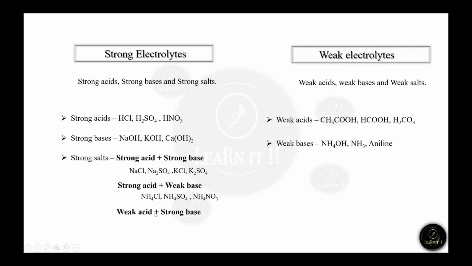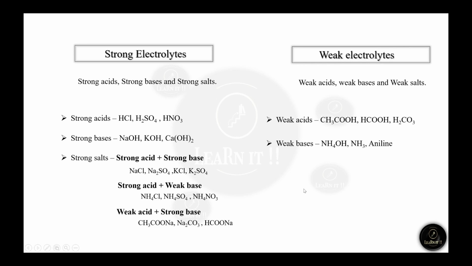Salts of weak acid and strong base are also strong salts. Examples are sodium acetate, sodium formate, sodium carbonate. Sodium carbonate, washing soda, is a strong electrolyte because it is made up of a strong base and weak acid. So these are all strong electrolytes when dissolved in water.